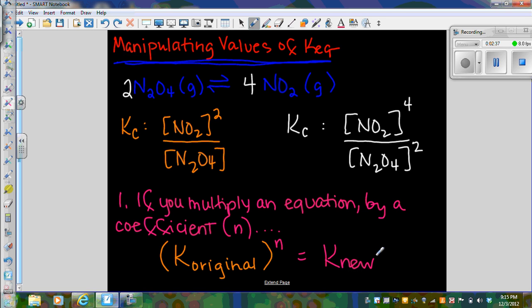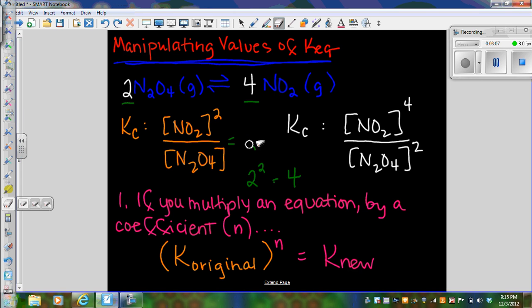So let's say that when we solved, this were 2. We'd take our original, which was 2. We multiplied this equation by 2, so we'll raise that to the 2 power, and our new equilibrium constant would be 4.